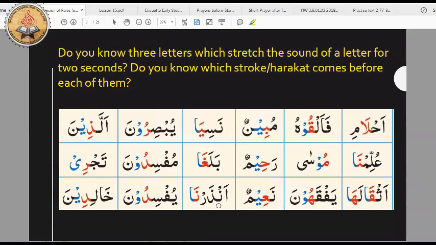Anzarna. Anzarna. Good. Well done. Next one. Yufsidun. Once more, make sure we say the last letter, please, as well. Yufsiduna. Beautiful. Excellent. Yufsiduna. Well done. And last one.